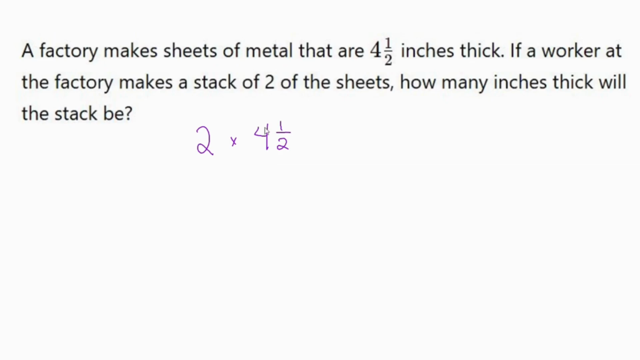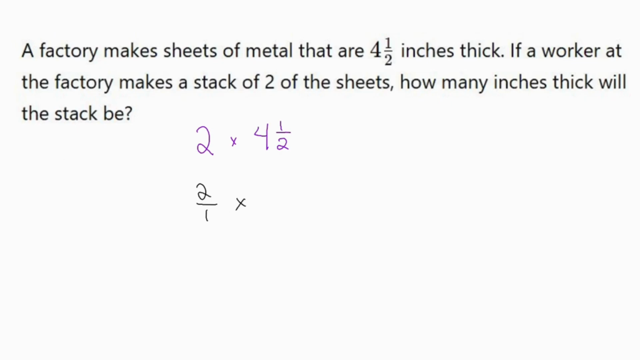Now you could use mental math for this, and it's really not that bad, but I'm going to show you the whole process. Okay, whenever I multiply a whole number to a mixed number, I like to turn them both into regular fractions or improper fractions. How do I turn 2 into a fraction? Well, you could turn any number into a fraction by putting it over 1. So 2 becomes 2 over 1.